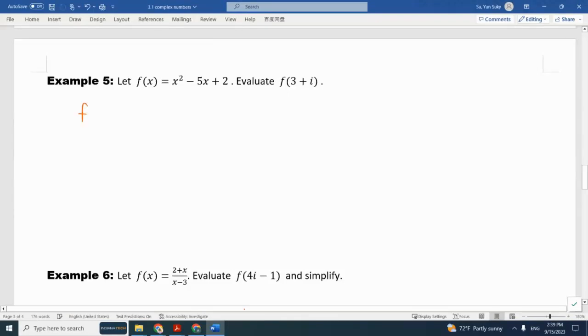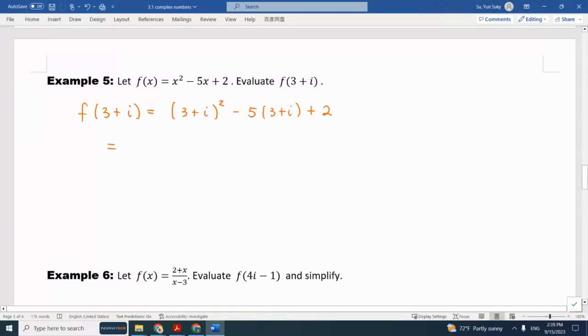So let's do that. Do you see x squared? So replace x by (3 plus i) squared, minus 5 times x. What's x? 3 plus i. And then plus 2. Right, everybody? Yes. Okay.